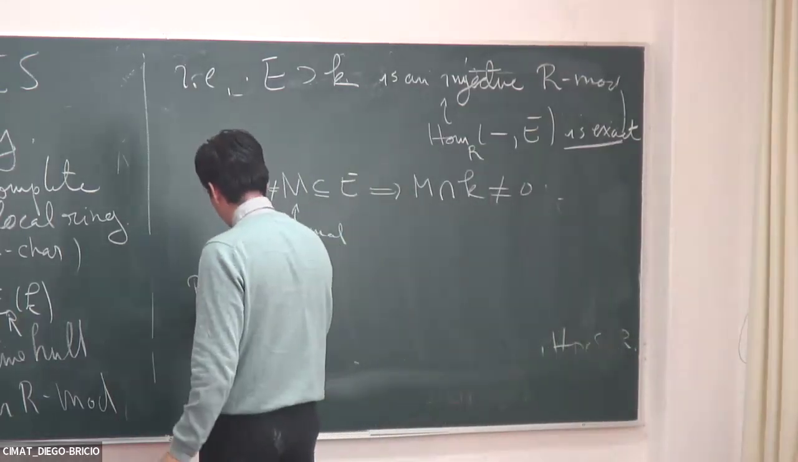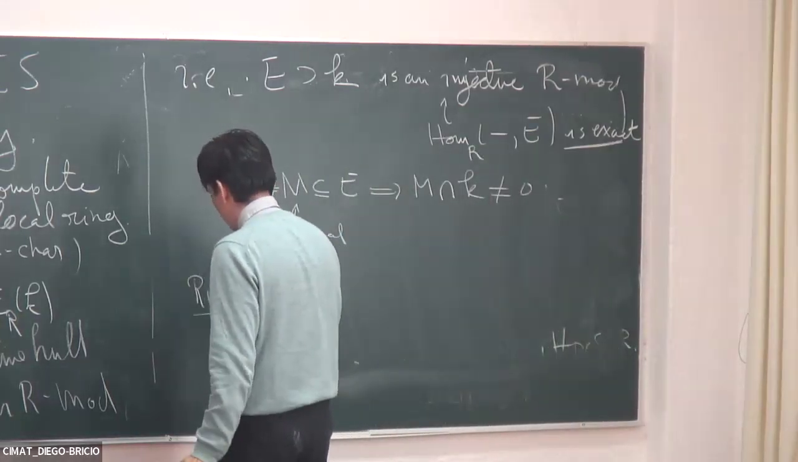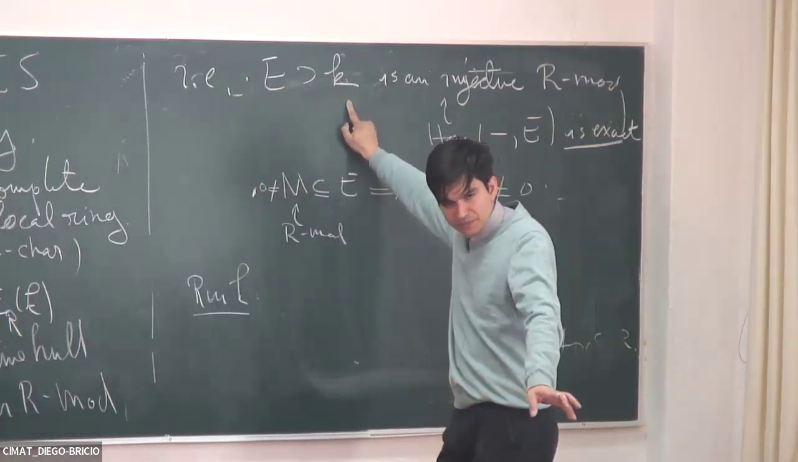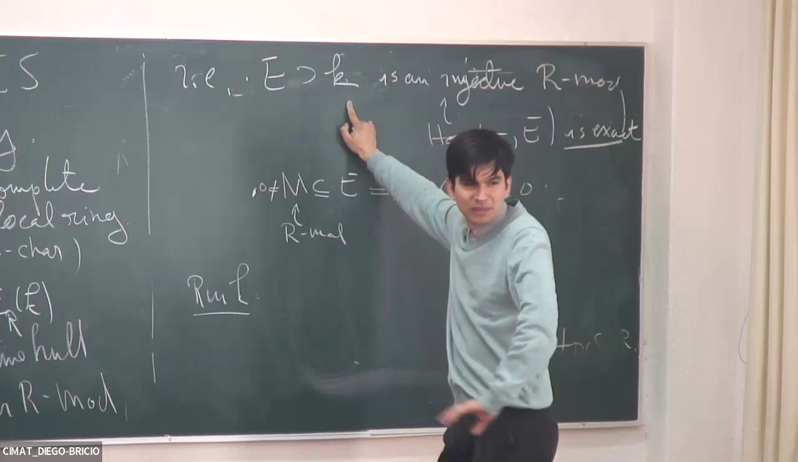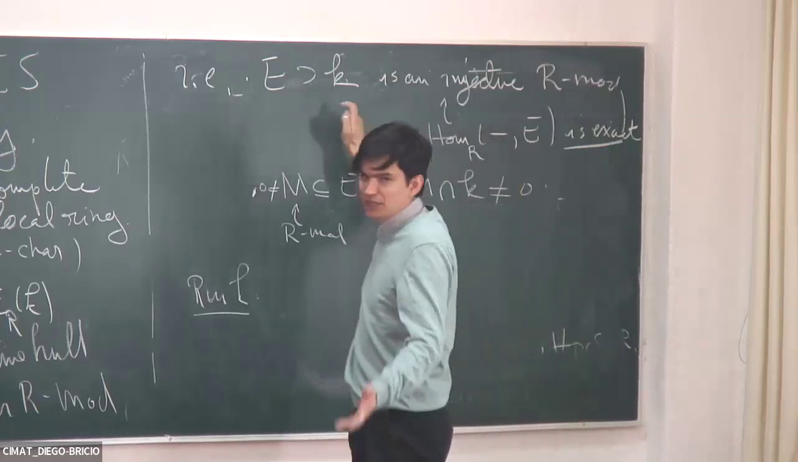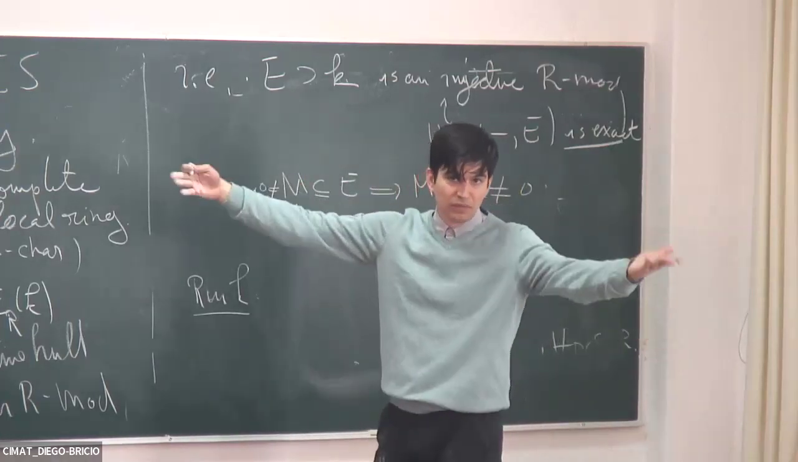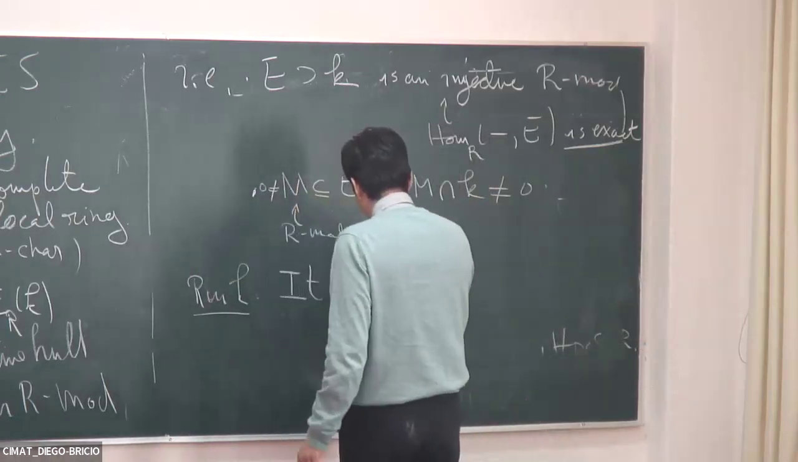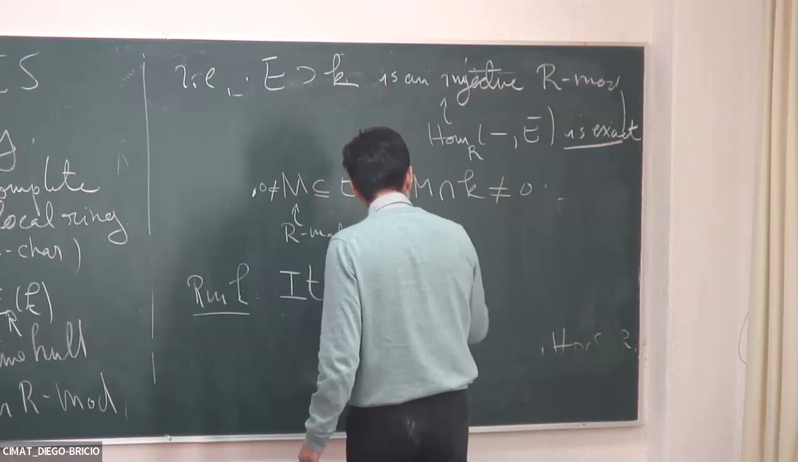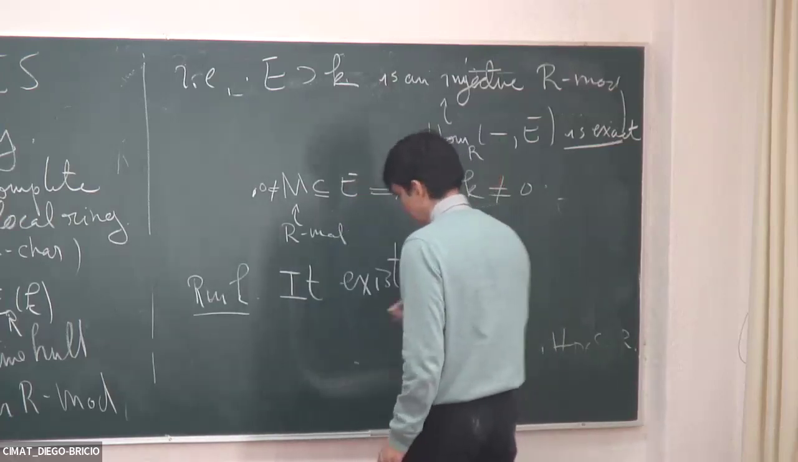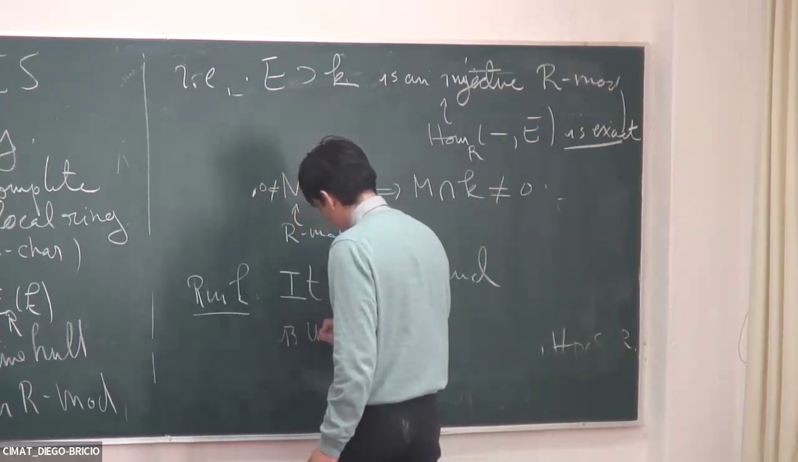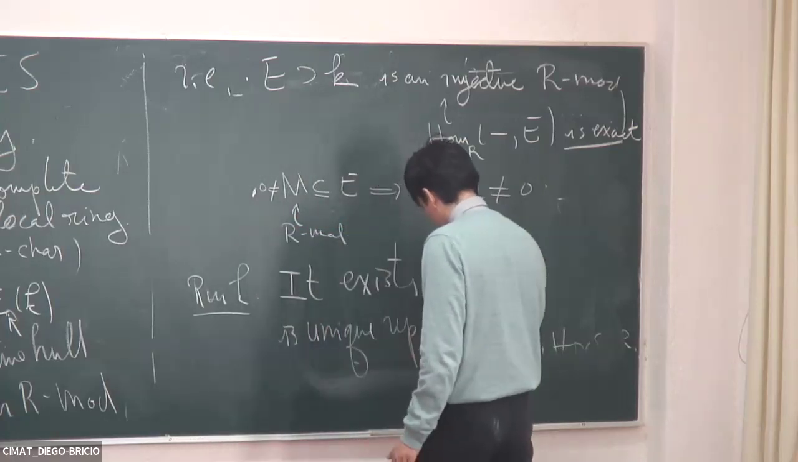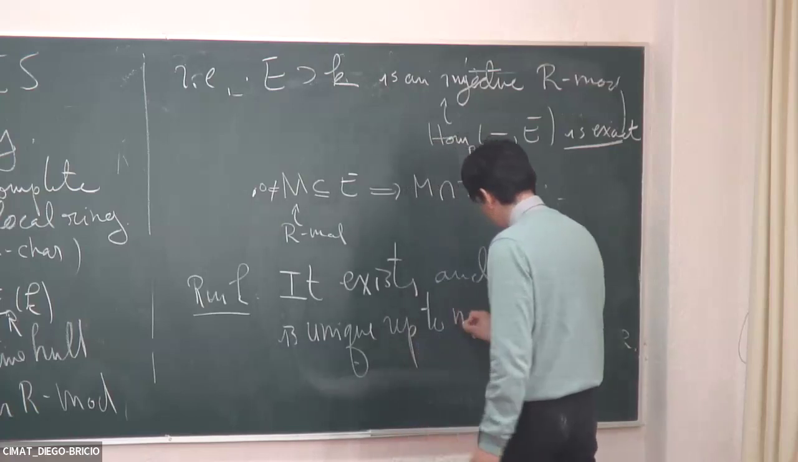So, remark. This has nothing to do with K. You can put here any module whatsoever, and you can make the same definition. That's going to give the notion of the injective hull of a module. So the point is that it exists and is unique up to non-unique isomorphism.